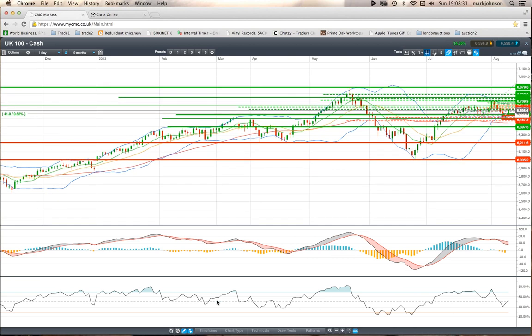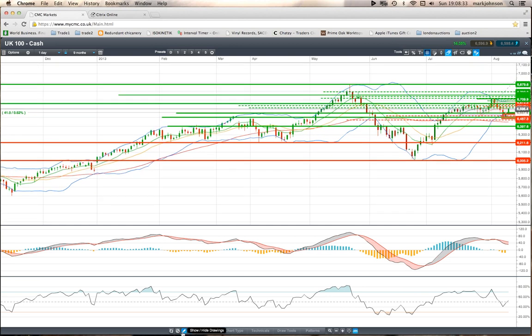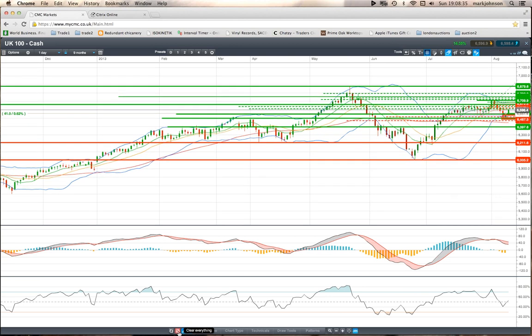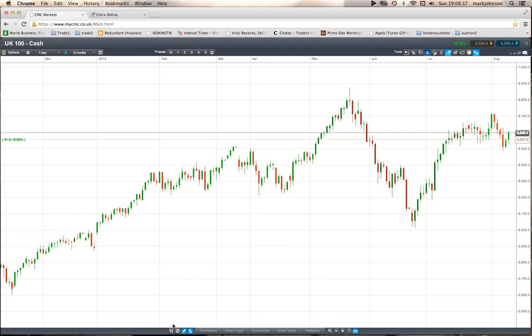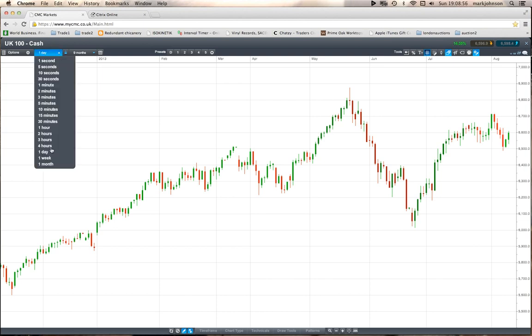Right, so the first thing I do is I clear everything. So that gets rid of my MACD, my RSI, all of my SMAs. I've just got a completely bare chart, and I'll even get rid of the price that we've got on at the moment. Right, so this is a daily chart.